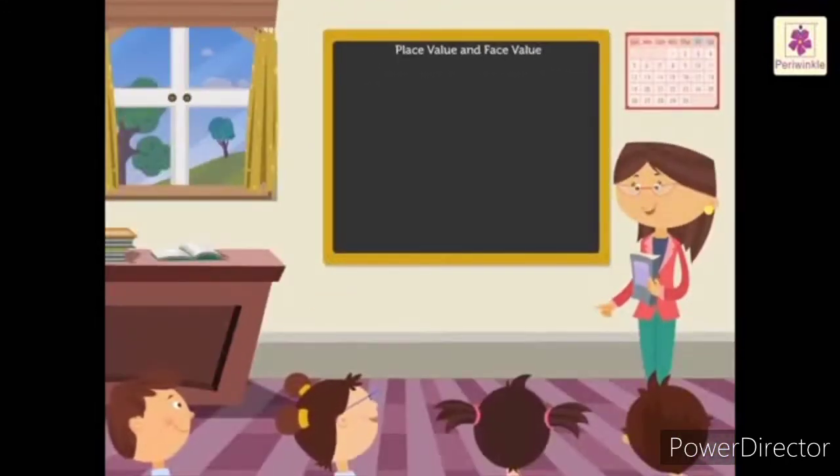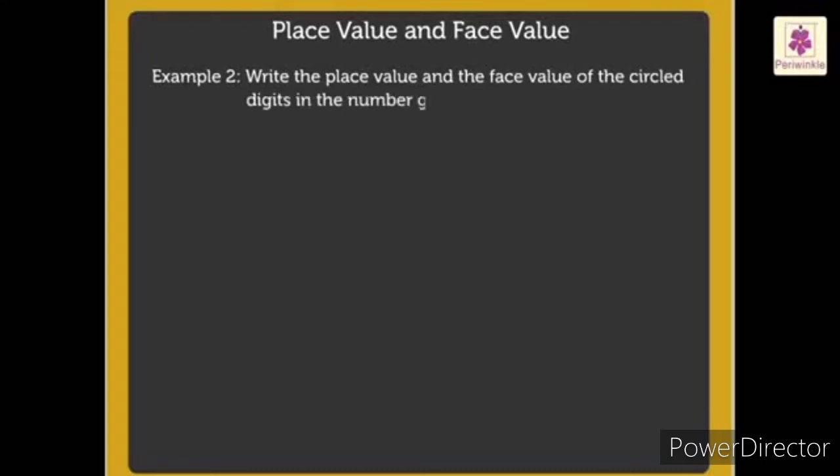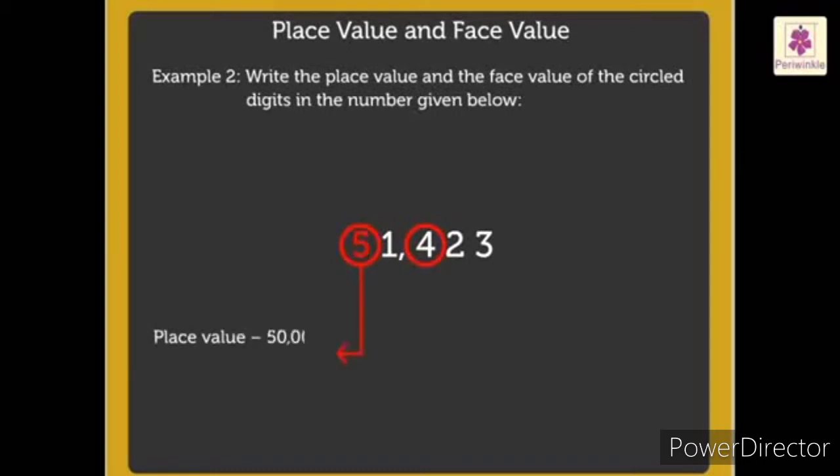Now, let's solve one more example. Write the place value and the face value of the circled digits in the number given below. Look at the number 51,423. Here, the place value of the digit 5 is 50,000 as it is in the 10,000s place, but its face value is 5 only. Next, the place value of the digit 4 is 400, but its face value is 4 only. Look, we found the answer.